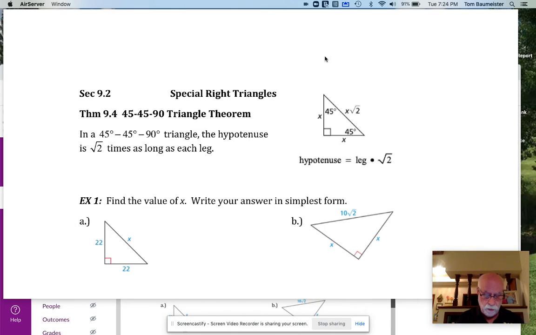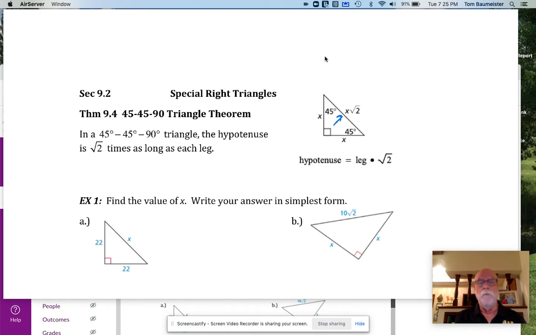Theorem 4.5 is the 45, 45, 90 triangle theorem. In a 45, 45, 90 triangle, the hypotenuse, which is always opposite the right angle, is the square root of 2 times as long as each leg. What it's showing us here is that you can always tell where the hypotenuse is. It's always opposite the right angle. And if you want to think about it, what we technically have here is half of a square. So this triangle, the two lengths are x and x.